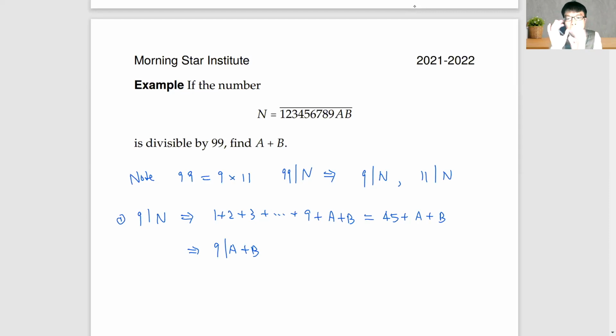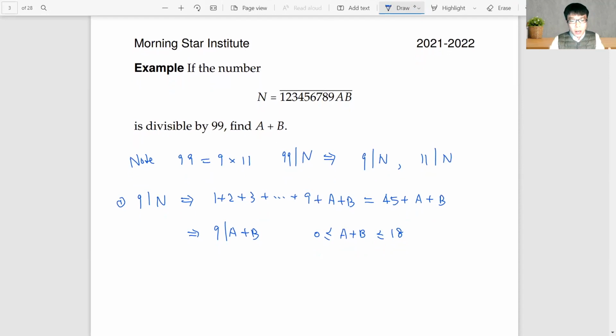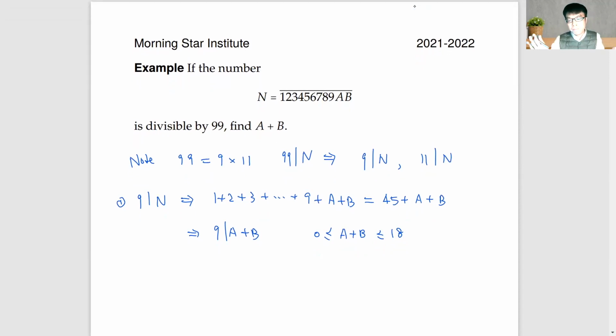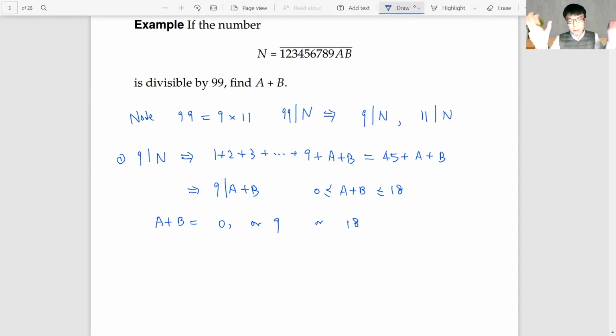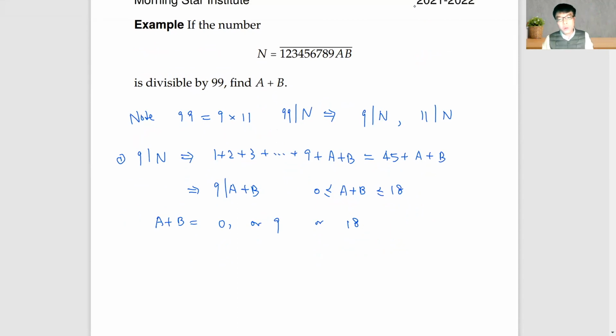Now A plus B: recall that A and B are digits, so A and B can only be from 0 to 9. The least number is 0, the largest number is 9. So A plus B cannot be too small, cannot be too big. A plus B is between 0 and at most 18, which is 9 plus 9. So A plus B is divisible by 9, and there are only 3 possibilities. It could be 0 or 9 or 18. If it's 0, then both numbers equal 0. If it's 18, both numbers equal 9. But if it's 9, there are different choices.